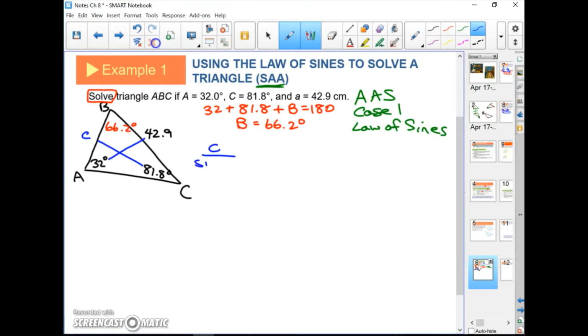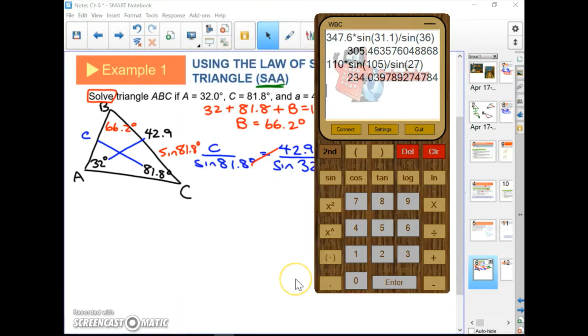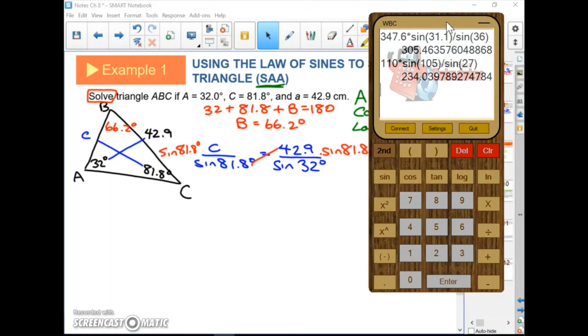You have little c over sine 81.8 degrees equals, and we use the side for A. Side A was 42.9 centimeters over sine 32 degrees. And then we're going to cross multiply or multiply up. I like to just think about multiplying here, but mathematically what we're doing is multiplying both sides by sine 81.8. So on the calculator, make sure you're in degrees. You're going to have c equals 42.9 sine 81.8 degrees over sine 32.